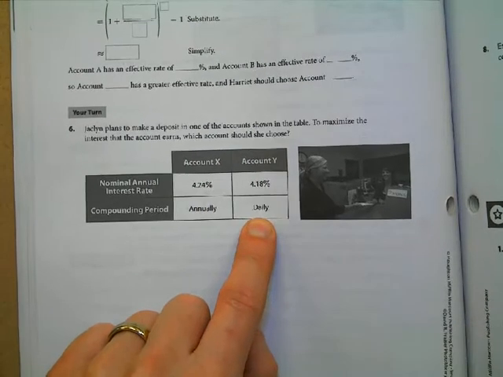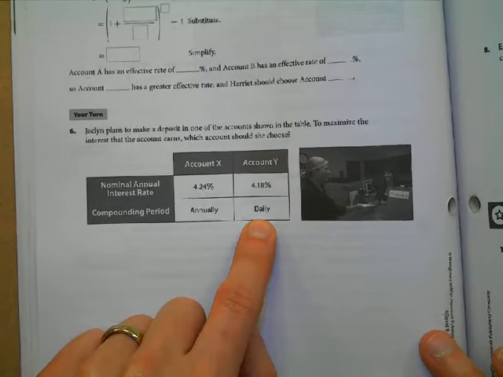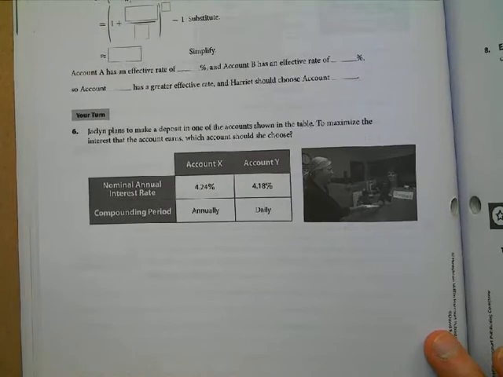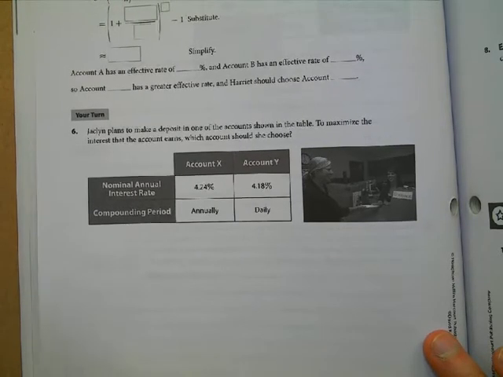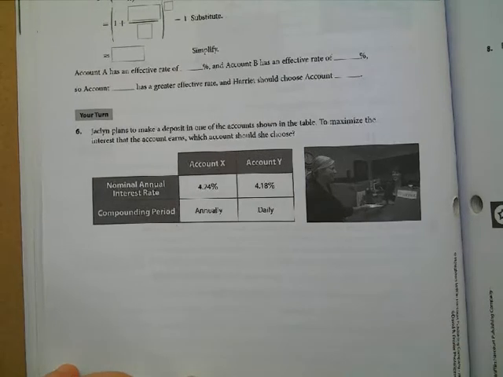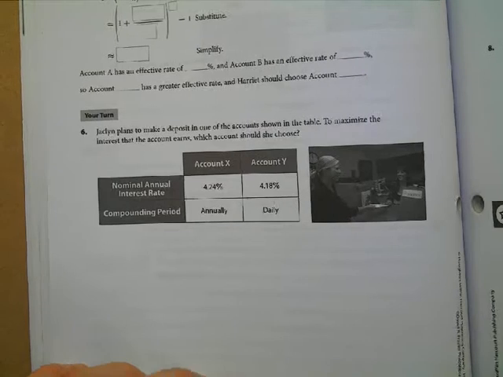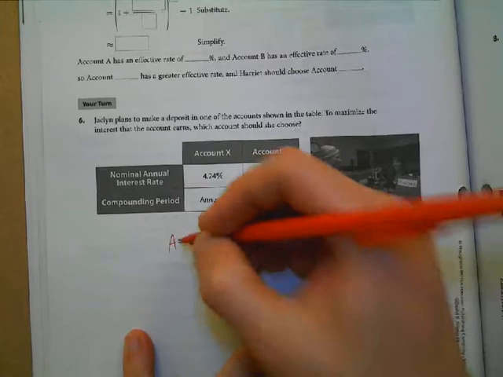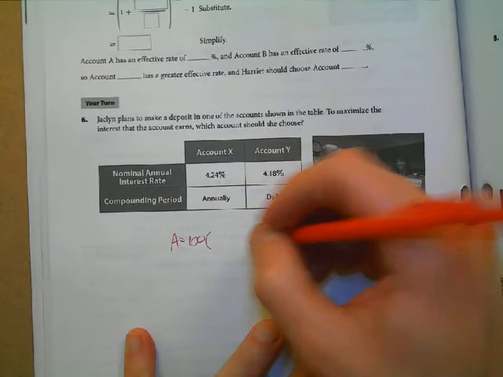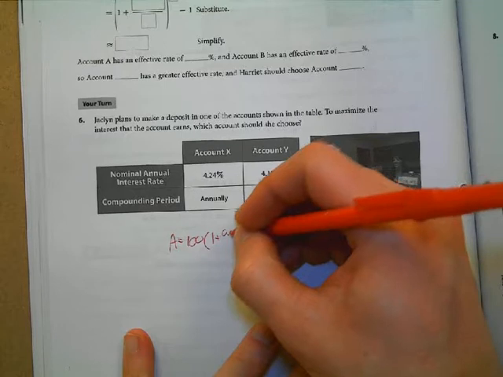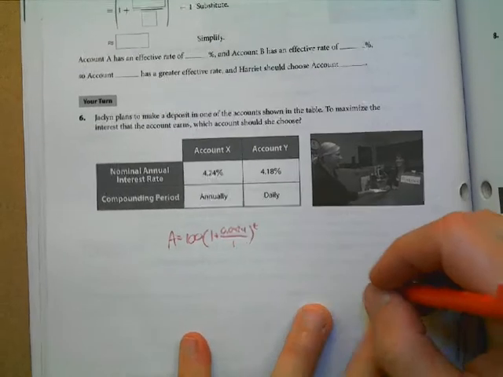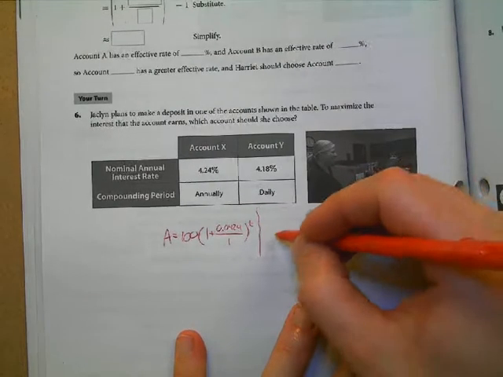Okay. So A equals 100, and for this first one, it'll be 1 plus 0.0424 for the interest rate over 1 to the 1 times t, so just t. Okay, so that's that first one. Compare that to 100 times 1 plus, and now it'll be 0.0418 over... compounded daily means how many times per year is that going to be compounded? 365 to the 365t, like that.